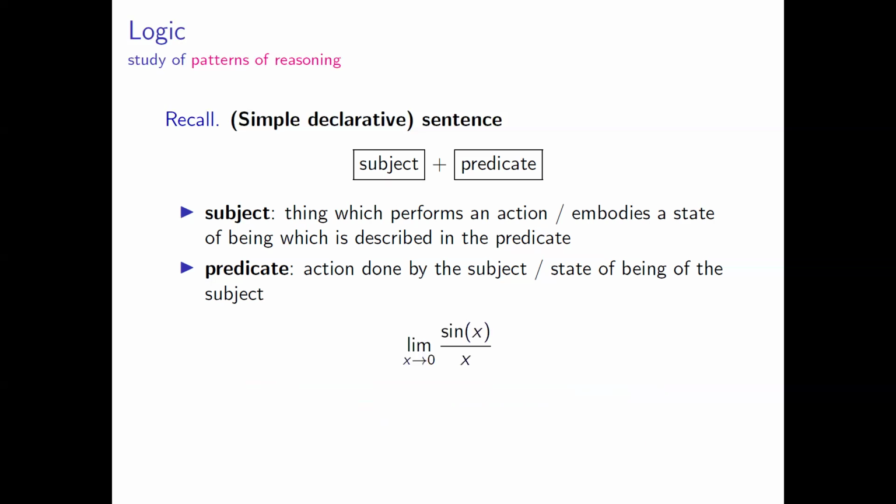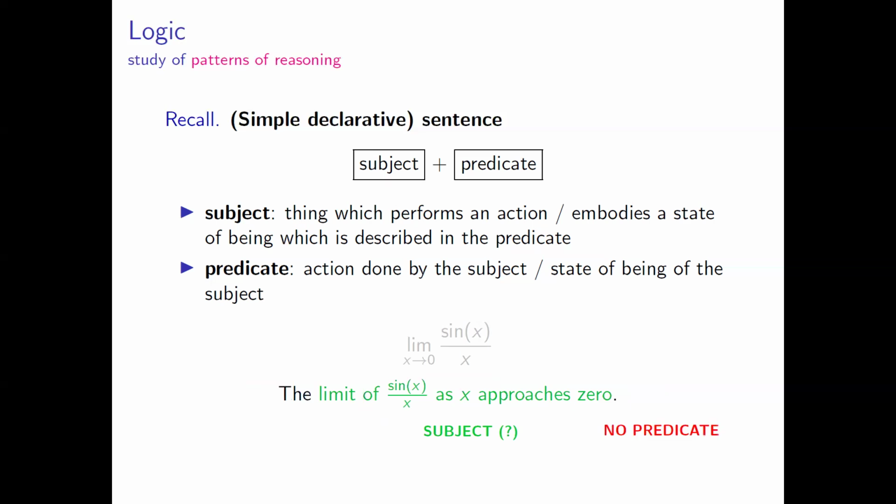On the other hand, let us consider this expression, which we read as the limit of sine x over x as x approaches 0. This collection of words refers to a thing, but we are not given any information at all about this thing. If we take this to be the subject, we do not have a predicate. Therefore, this collection of words does not make a complete sentence. This is why it is not a proposition.